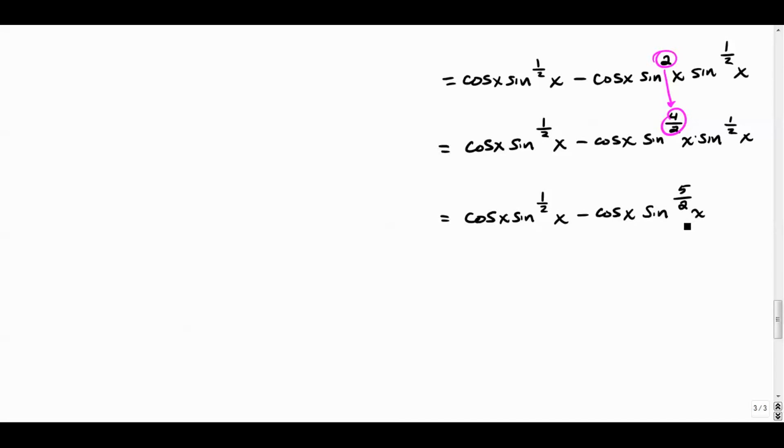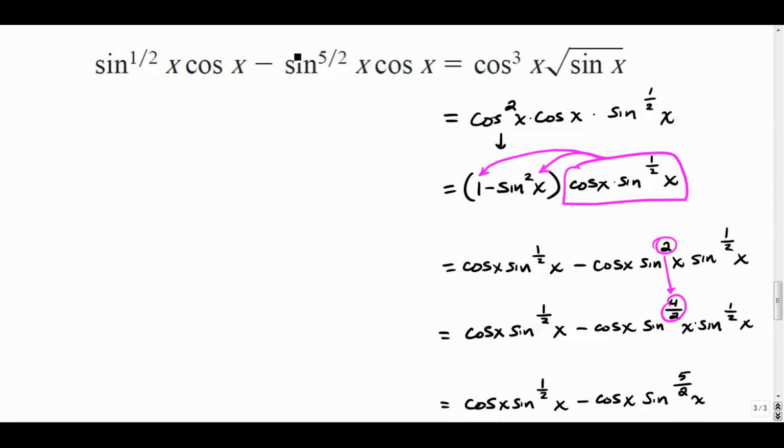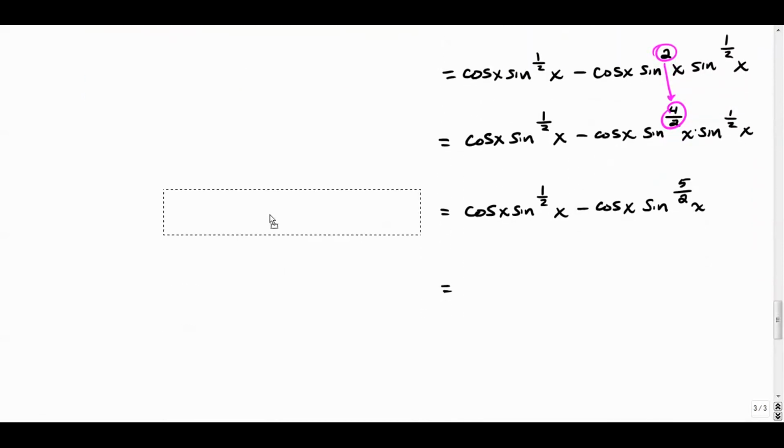Okay, let's see. If I look at the top, look at the left-hand side. Let me bring that thing down. All right, so I have sine 1/2 x cosine x minus sine 5/2 x cosine x. Let me bring that down. I should have been writing it all along, but I didn't. That's okay.